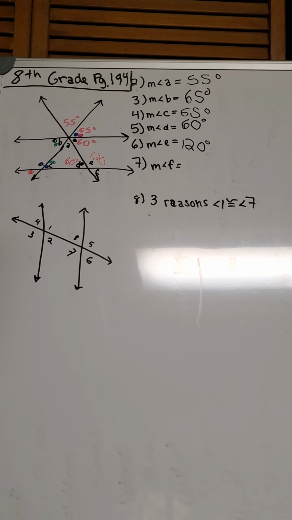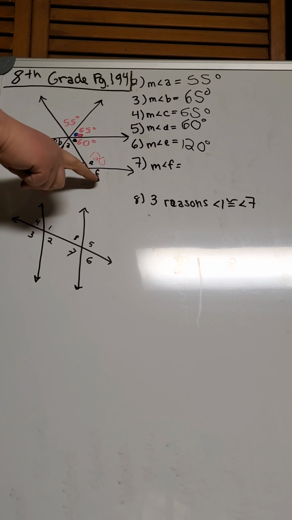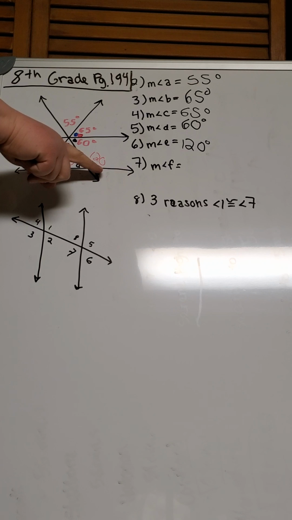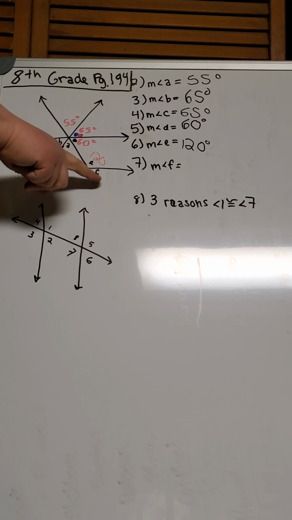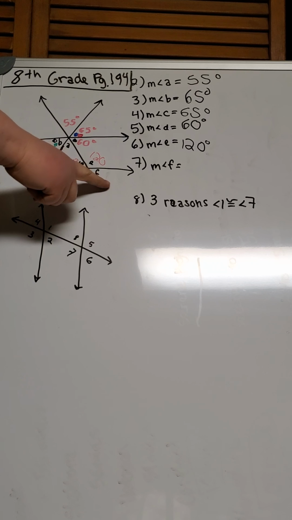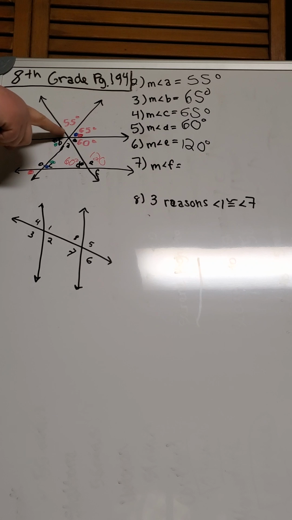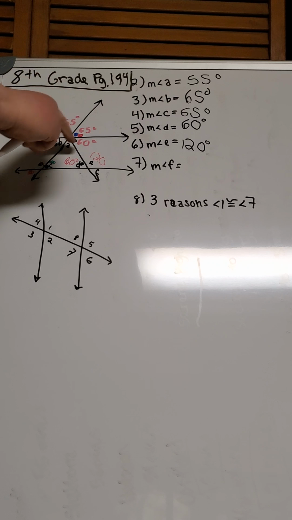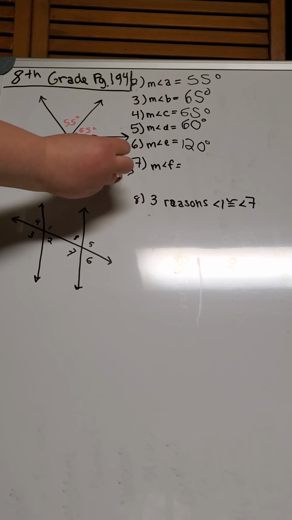Use corresponding angles. So look where angle F is located. Okay, it's located on the bottom right corner. So this is going to correspond with the angle on the bottom right corner where the transversal intersects this parallel line, right here. So if this one's 60, this one also is 60.